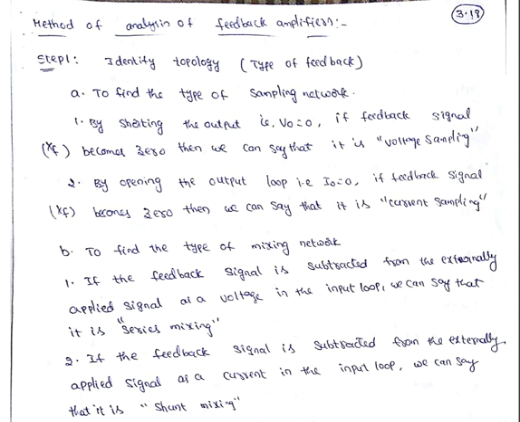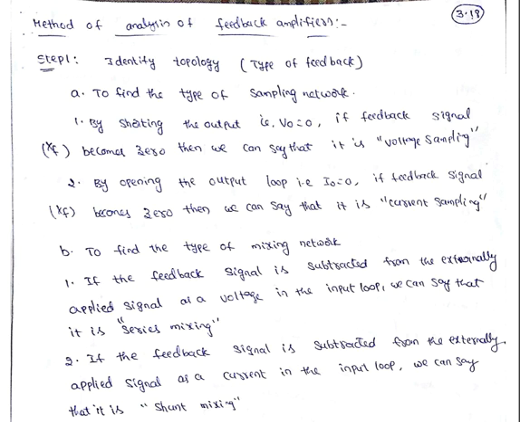To find the type of the sampling network, short the output, that is V naught equal to 0. If the feedback signal becomes 0, then it is voltage sampling. By opening the output, if the feedback signal becomes 0, then we can say that it is current sampling.